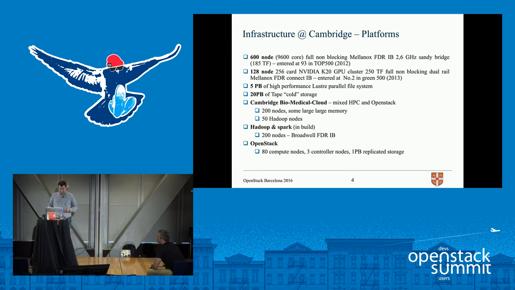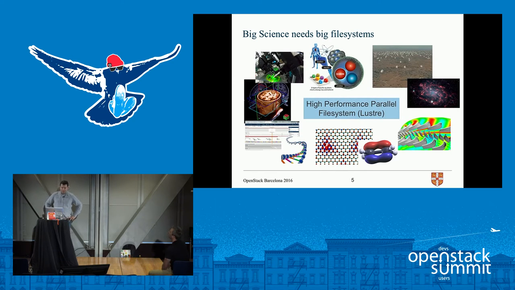We also recently built a new platform for our new project, Biomedical Cloud, where we have 200 nodes, and this is a hybrid infrastructure, which I'll be talking about a bit later. It has HPC, OpenStack, data analytics elements, and storage. We also have a large Hadoop system with 200 nodes and OpenStack.